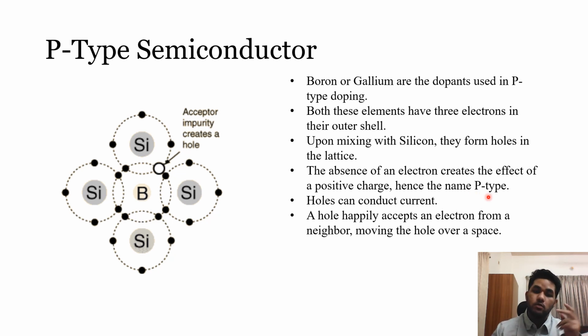This is an easy way for you all to remember that in a p-type semiconductor, the P stands for positive. And what does positive mean? A hole. A hole is a positive charge, because it is an absence of electron. The holes can conduct current, and a hole happily accepts an electron from a neighbor, moving the hole over a space. So we can say that when an electric field is applied, the hole can conduct current.